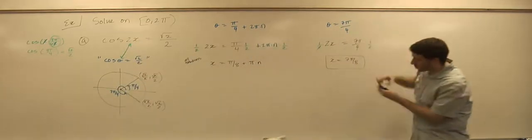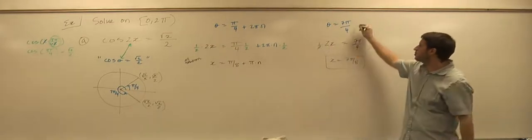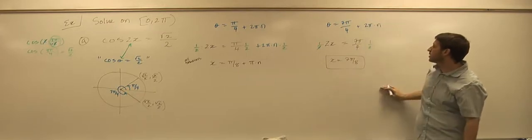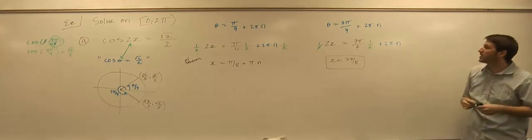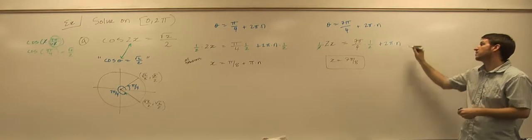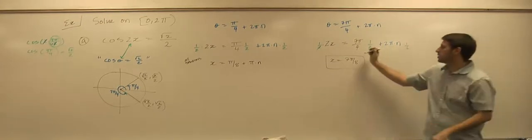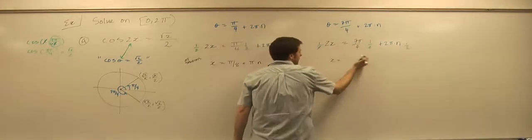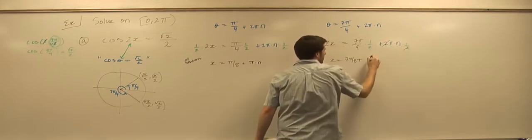And I do the same thing over here. To make sure I get all possible solutions on 0 to 2 pi, I add in my extra revolutions. I add it in down here. But then when I multiply by 1/2, I have to multiply this guy by 1/2. So all possible solutions on this end is 7 pi over 8 plus, 2's cancel, pi n.